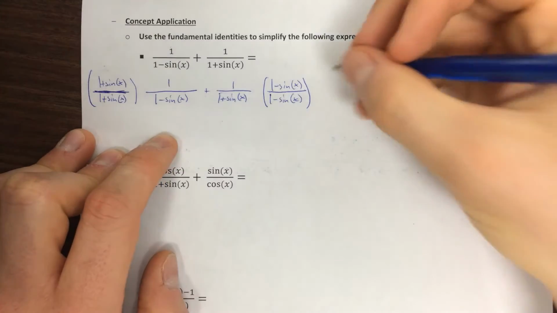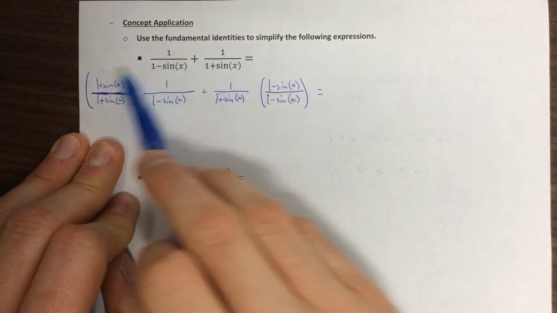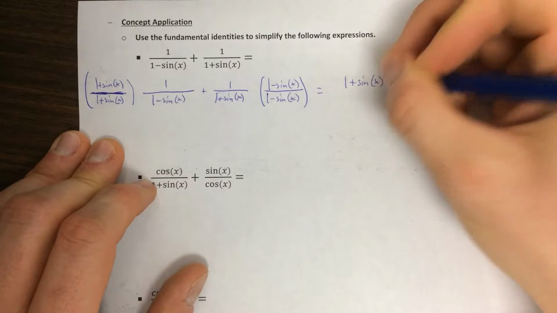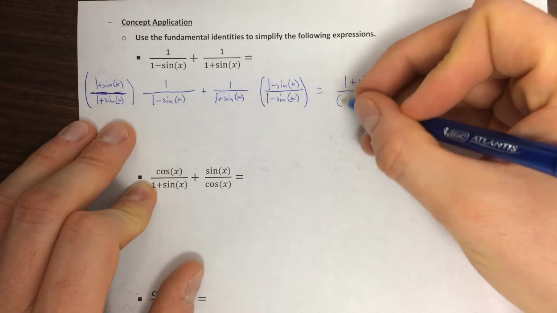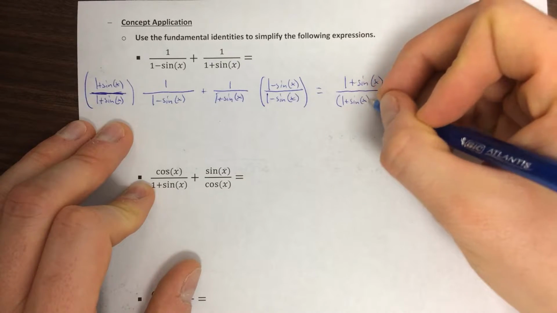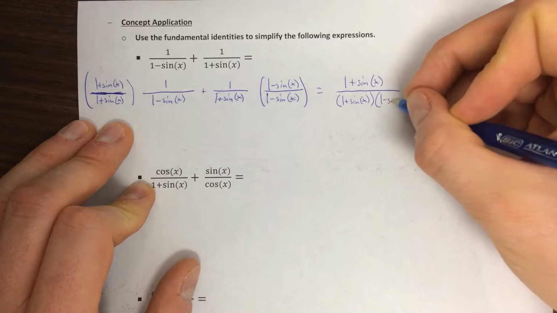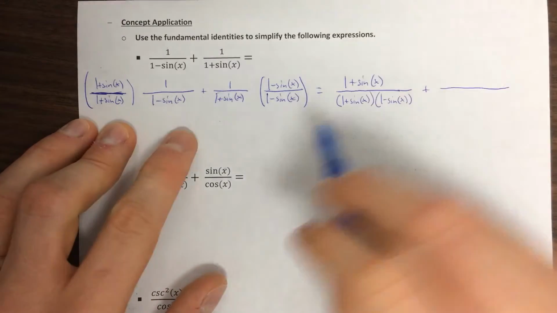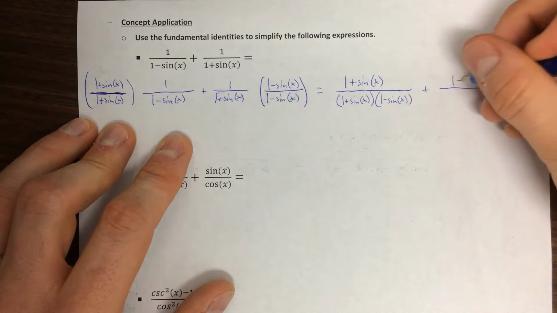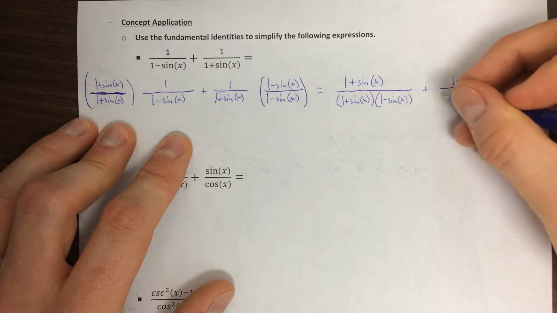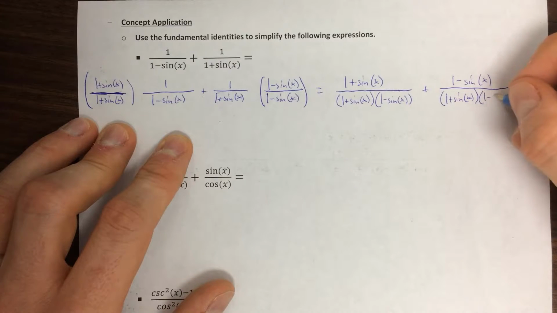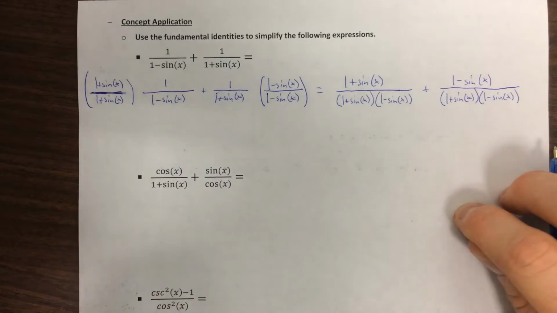Now let's see what happens. In our new numerator over here, we would have 1 plus sine x. Our denominator becomes 1 plus sine x times 1 minus sine x, plus our new numerator over here becomes 1 minus sine x. Denominator becomes 1 plus sine x times 1 minus sine x.